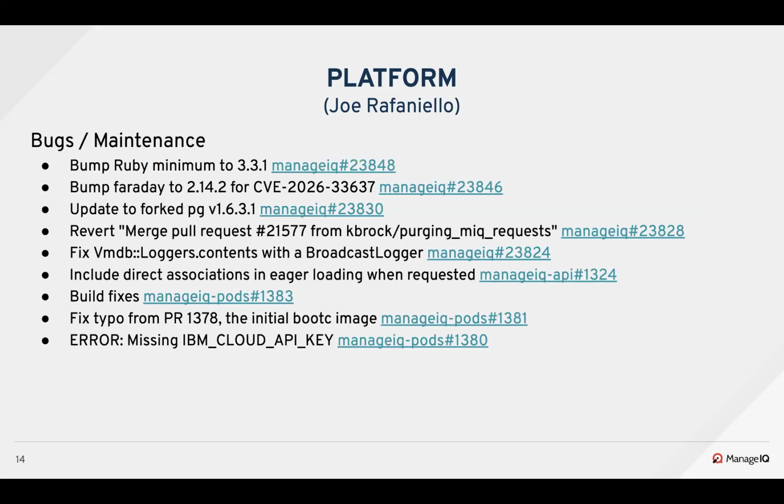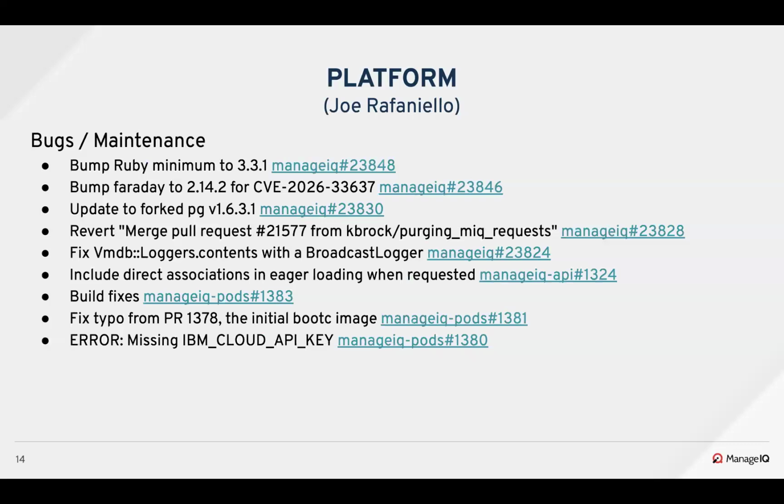For bugs and maintenance this sprint, Jason bumped Ruby minimum to 3.3.1. He also bumped Faraday to 2.14.2 for a CVE, both in core. Brandon updated to a forked version of the PG gem in core. This is until its release upstream. This was to get around an issue building some of the RPMs on PPC and possibly on S390X.